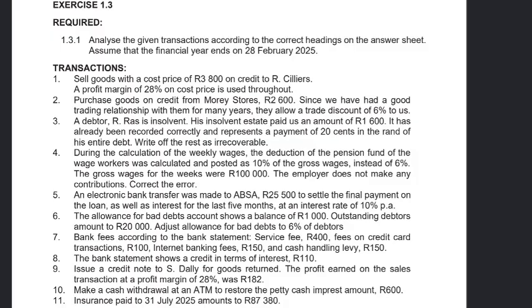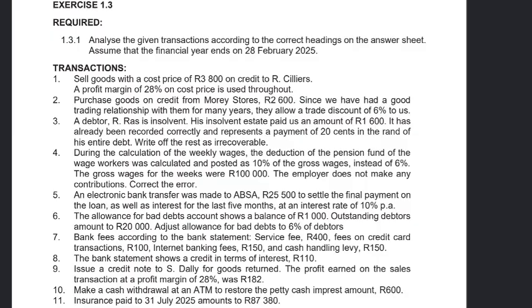Number 4. During the calculation of the weekly wages, the deduction of the pension fund of the wage workers was calculated and posted as 10% of the gross wages, instead of 6%. The gross wages for the weeks were 100,000 Rand. The employer does not make any contributions. Correct the error.